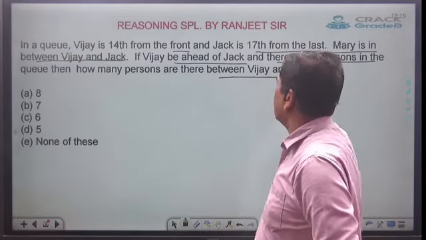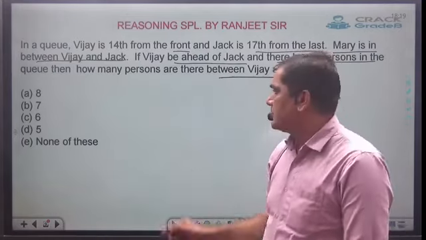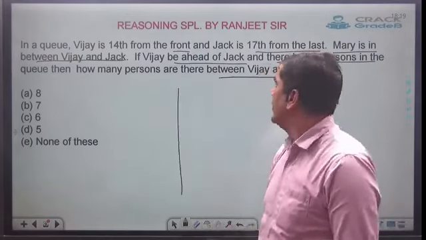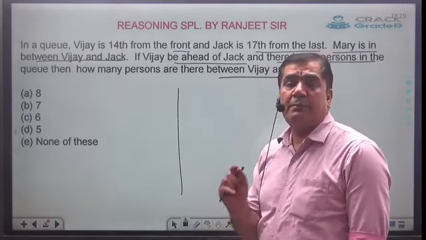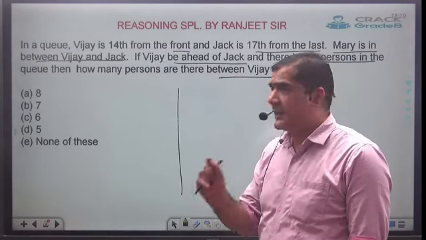And Jack is 17th from the last. Last means bottom, so I should arrange like this. Okay. Now they are saying Mary is in between Vijay and Jack. Between means exactly between. Remember this, exactly between.